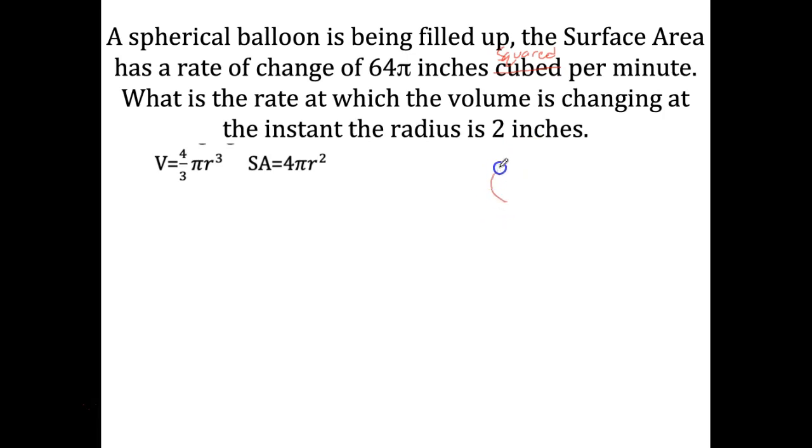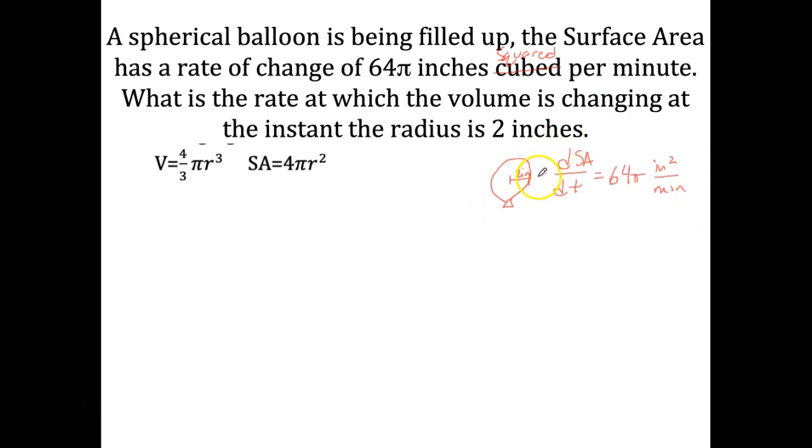Okay, so we got some sort of balloon here. The radius is going to be 2 inches. And the change in the surface area, which I'm just going to denote as dSA over dt, is going to be changing at 64 pi inches squared per minute. Okay, and we got the radius. So there's step 1: I drew, and I labeled everything I know.